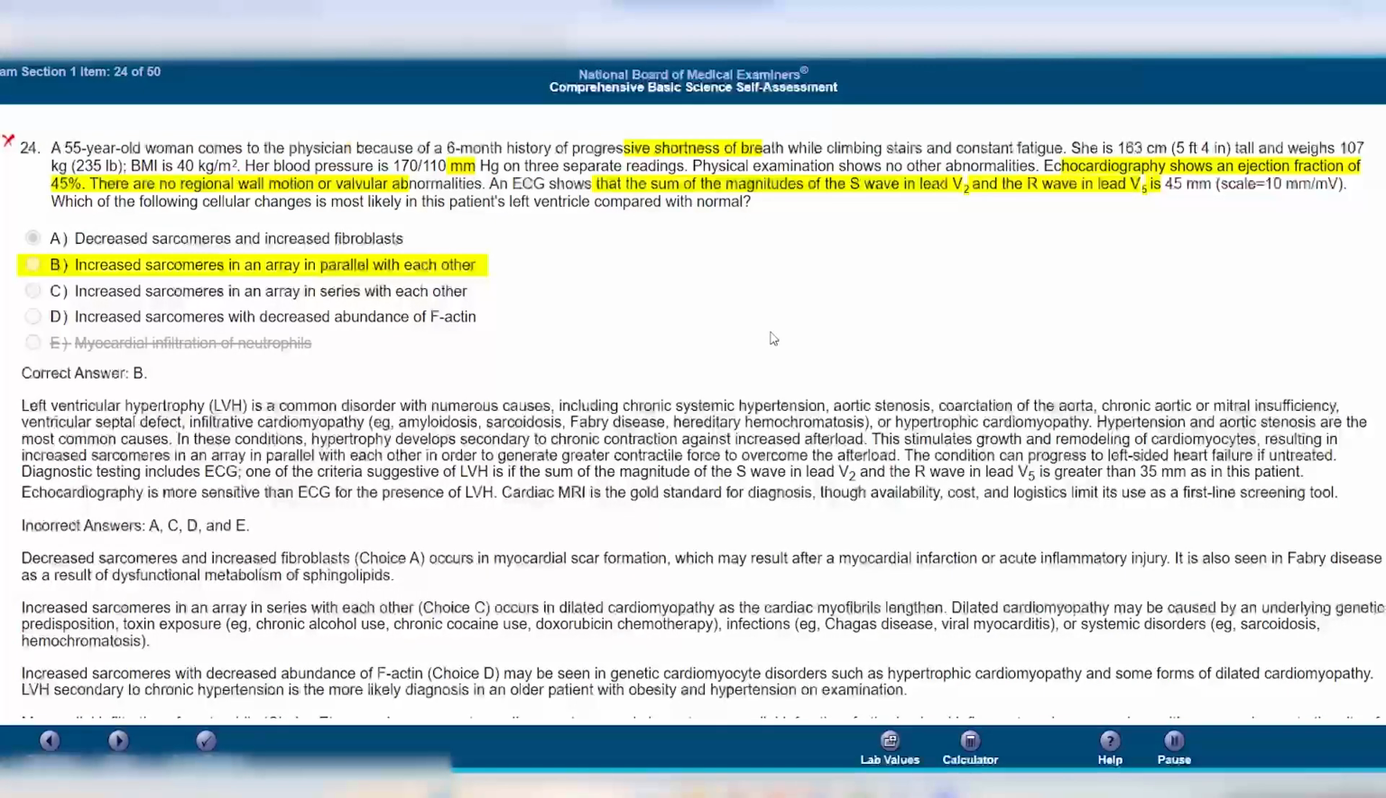Okay, so going here again, let's figure out what our diagnosis is. Ejection fraction 45, a little bit lower than normal. There's no regional wall movement or valvular abnormalities. ECG shows the magnitudes as described. What is the most likely change in this left ventricle compared to normal? But the blood pressure is super high.